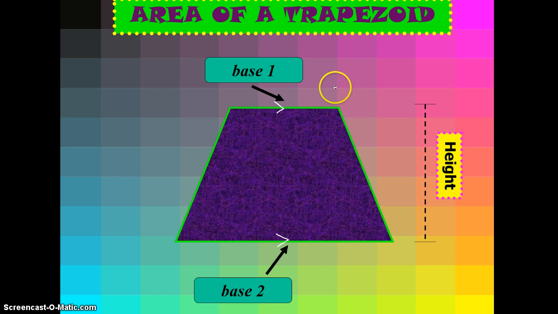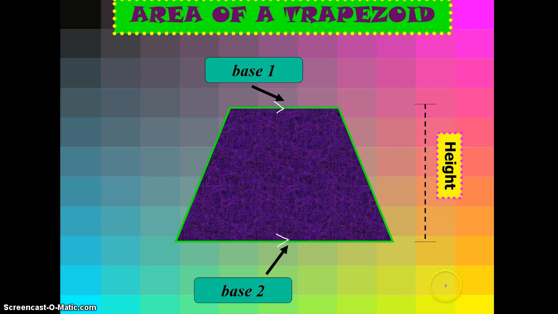Because it's a trapezoid, we always have a shorter side, or a shorter base, and a longer base, just due to the nature of the shape. That's why you have to have the measure of both. You're also going to need to know the height in order to find the area for a trapezoid.